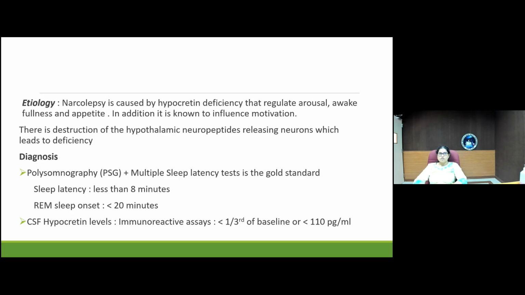How do we diagnose narcolepsy? Definitely, a good history is very important for diagnosing any sleep disorder. But in addition, polysomnography plus multiple sleep latency tests is the gold standard for confirming the diagnosis. Here, the sleep latency is seen to be less than 8 minutes, and the REM sleep onset is less than 20 minutes. CSF hypocretin levels, which is done through immunoreactive assays, shows less than 1/3 of the baseline or less than 110 picograms per ml of the CSF.